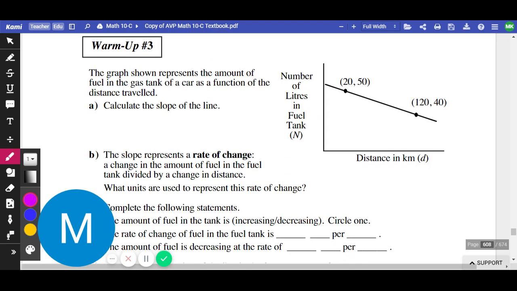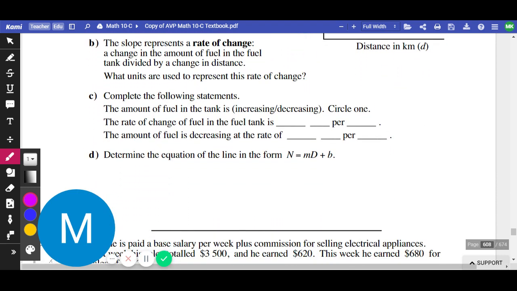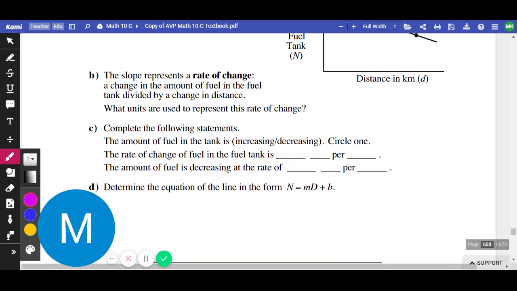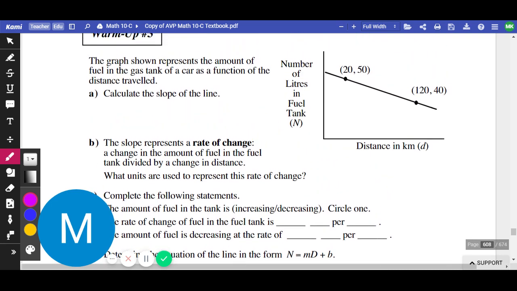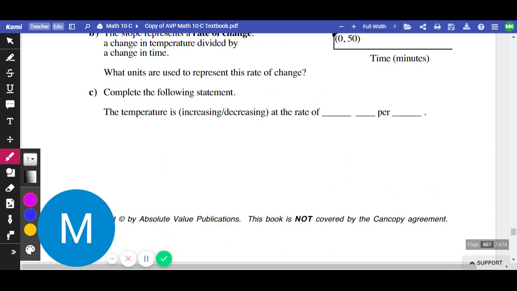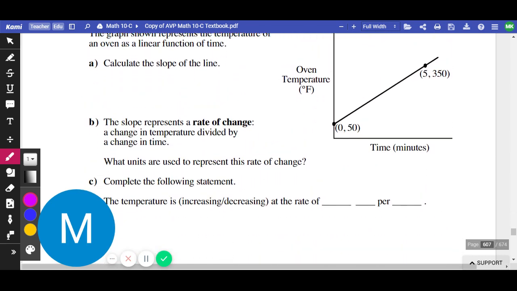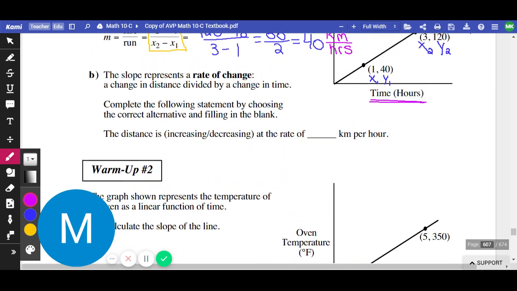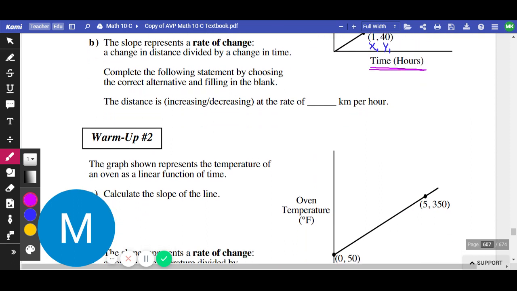Awesome. To fill in the blank, I don't know if we have to. The slope represents a change in the amount of fuel in the fuel tank divided by the change in distance. Oh, I've gone too far. There we go. I hit down on the wrong key. I was like, what is it talking about? Fuel. We didn't do anything with fuel. The distance is decreasing at a rate of 40 kilometers per hour. There we go.